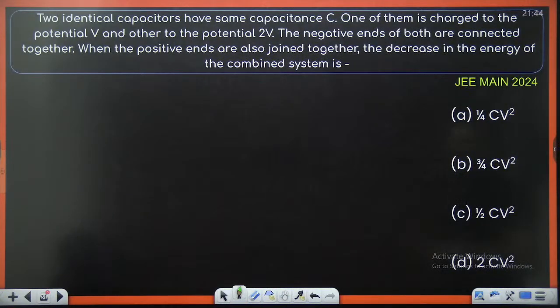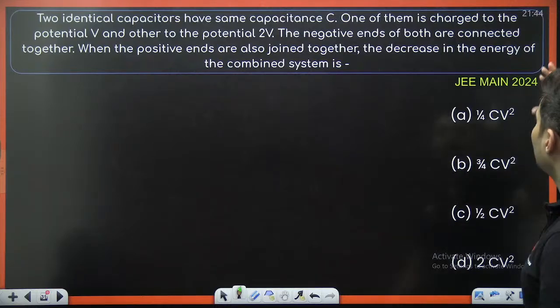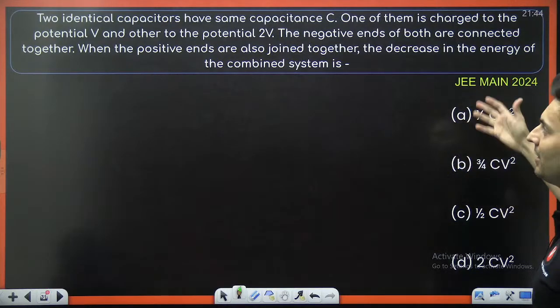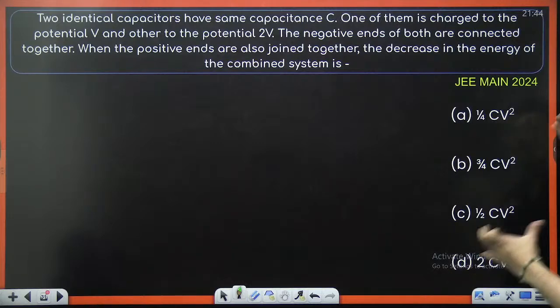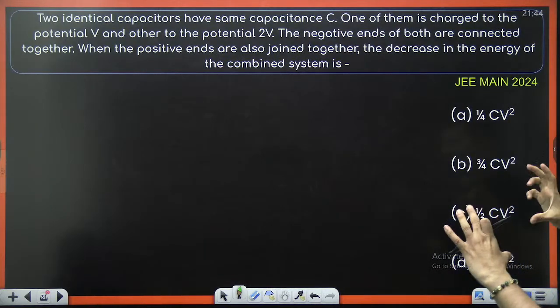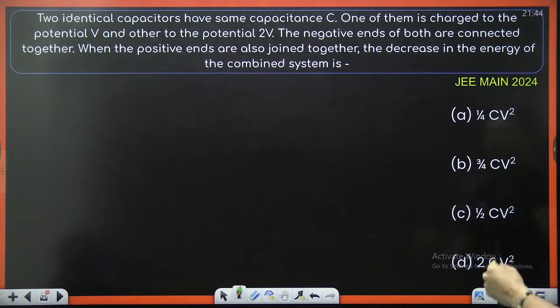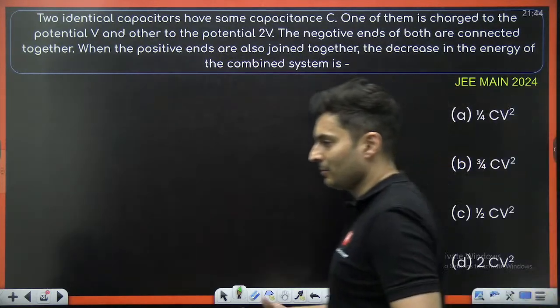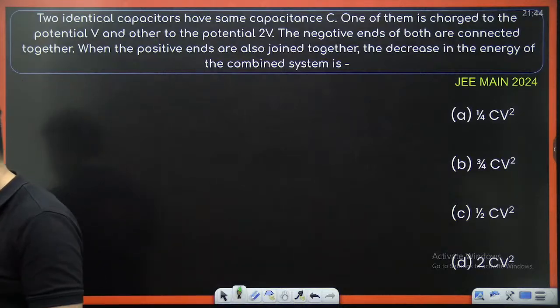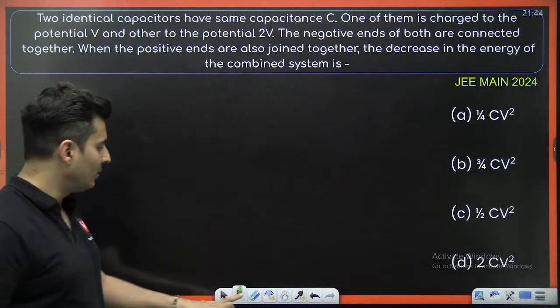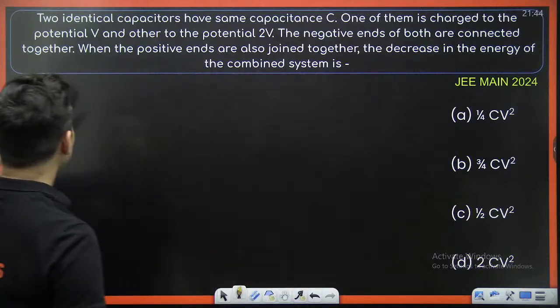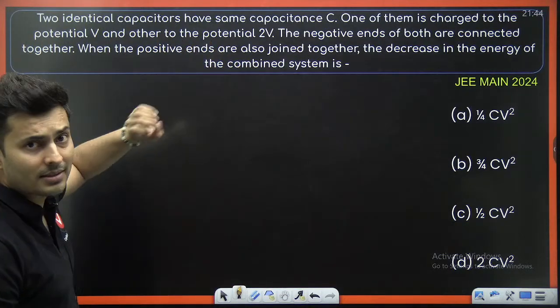Two identical capacitors have the same capacitance, like I told you. One of them is charged to some voltage, the other is charged to potential 2V. Negative ends of both are connected together. When the positive ends are also joined together, what is the decrease in the energy of the combined system? Just like I told you before. So let's have a look. Two capacitors have some capacitance C.